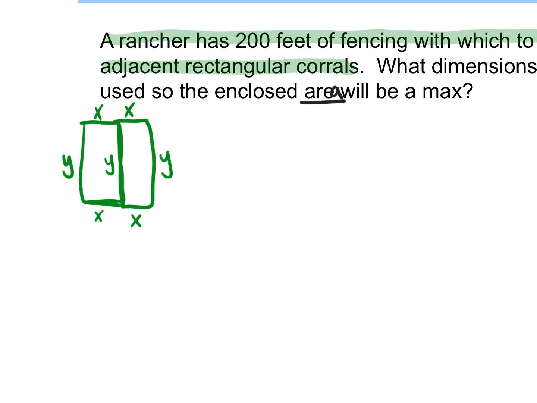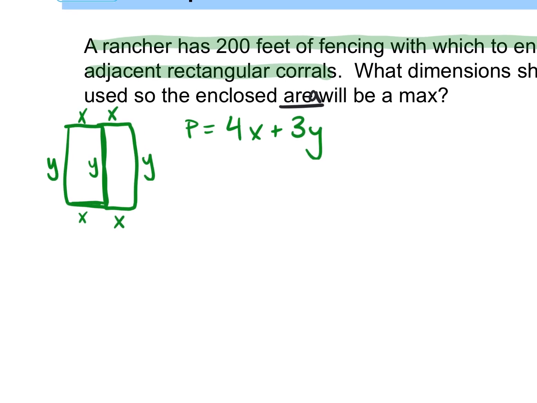"200 feet of fencing to enclose 2 adjacent rectangular corrals." How would I write that in an equation? What are we talking about? Perimeter. Awesome. So perimeter, we just add up all the sides. So our perimeter would be, how many X's do we have here? 4 X's. And how many Y's? 3 Y's. So this is our constraint.